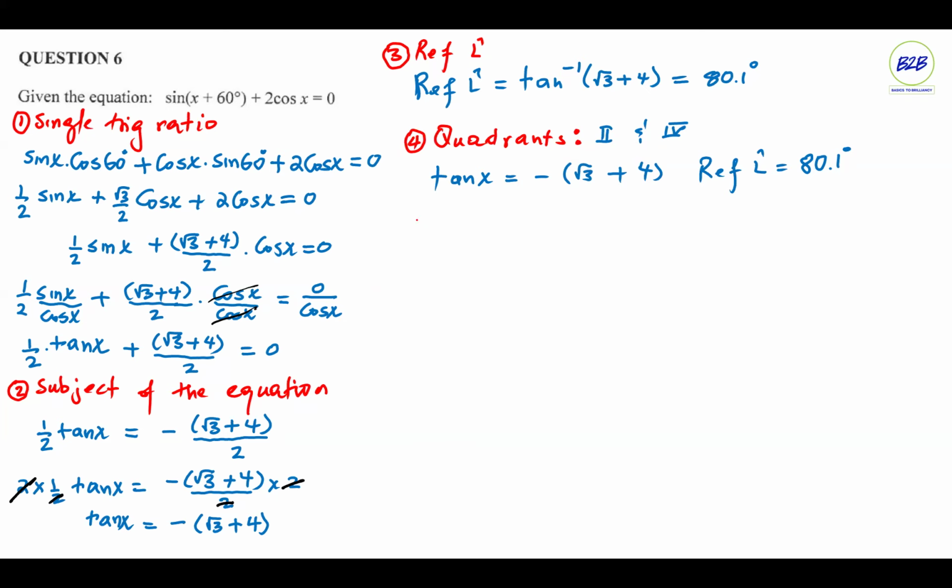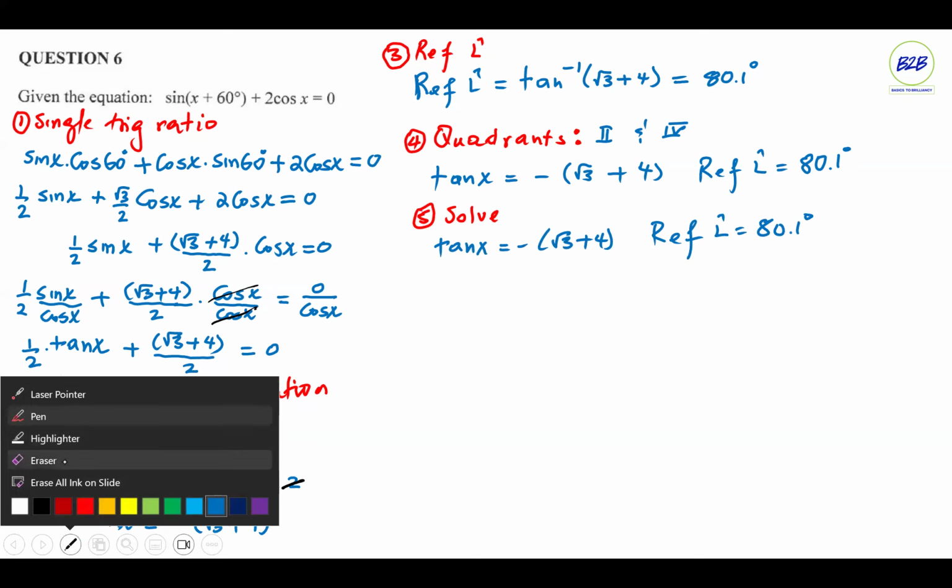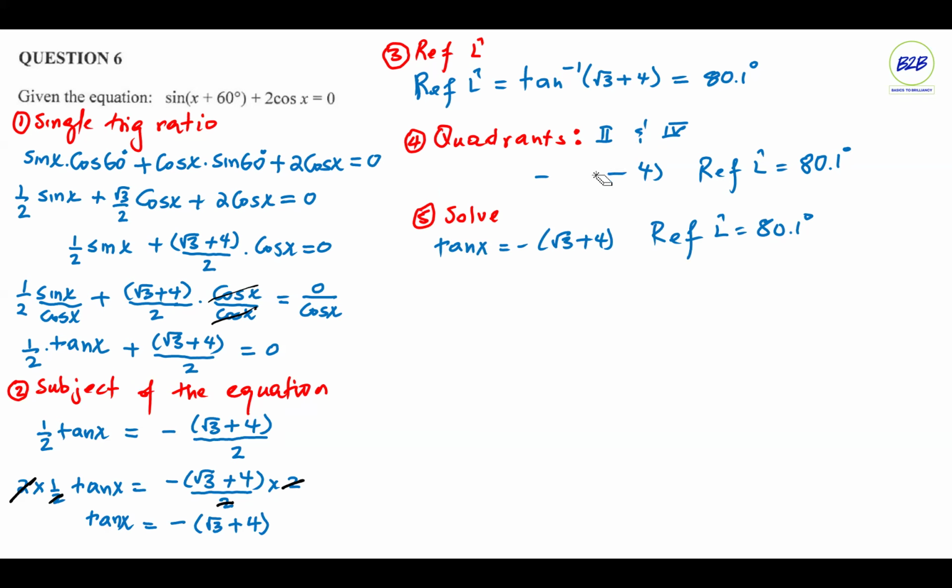To solve, all right. Actually, I should have written that one here. Tan of x is equal to negative root 3 plus 4. And then our reference angle is equal to 80,1 degrees. I should have written that under step 5, which is to solve for our general solution.